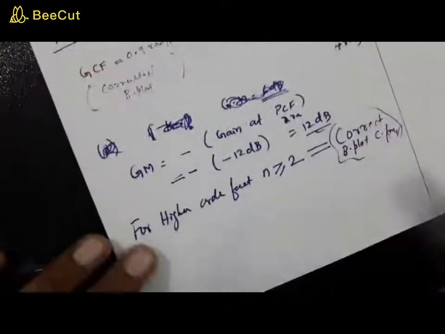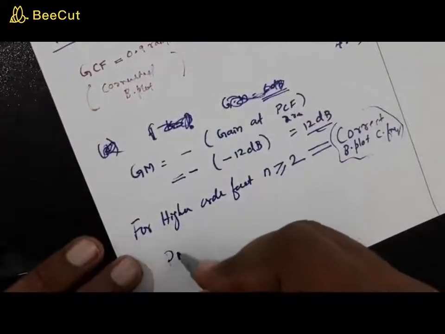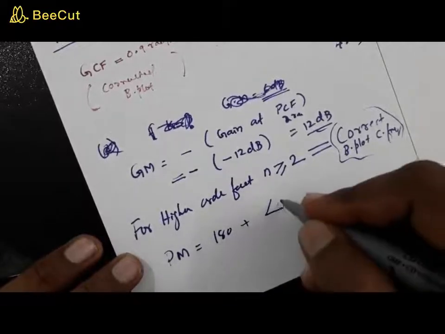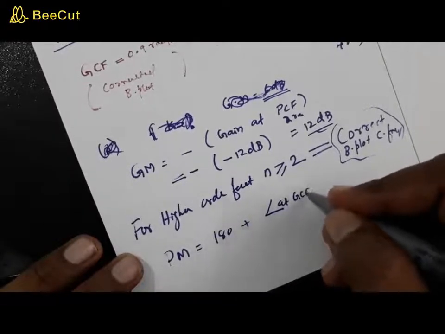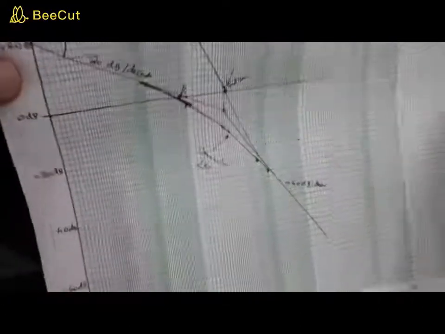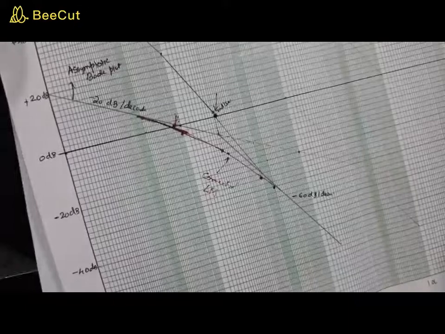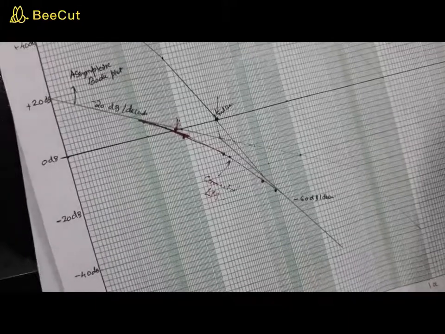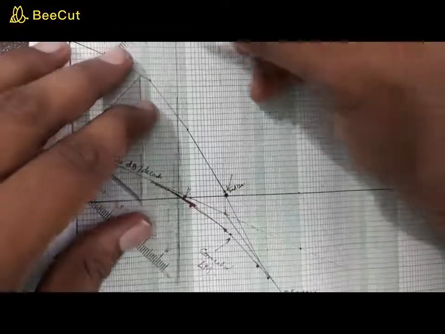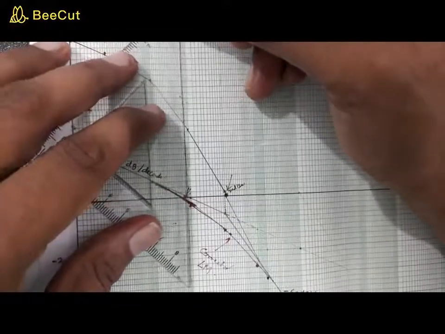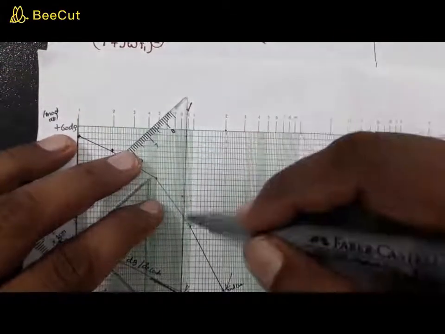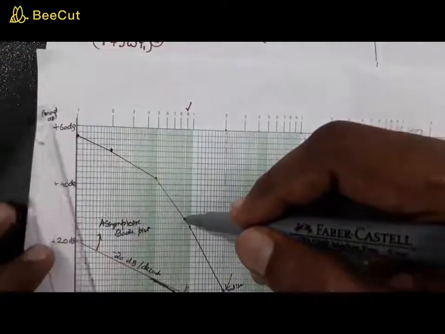So that's the gain margin. Now what will be the phase margin? Phase margin is nothing but 180 plus the angle at GCF. Now the gain crossover frequency we found out to be 0.9 radians per second. Now what is its value at 0.9 radians per second? Okay, that's what we want to see. So when you mark this, this is your 0.9, right? This is your 0.9. So when you mark this, you will get somewhere over here.